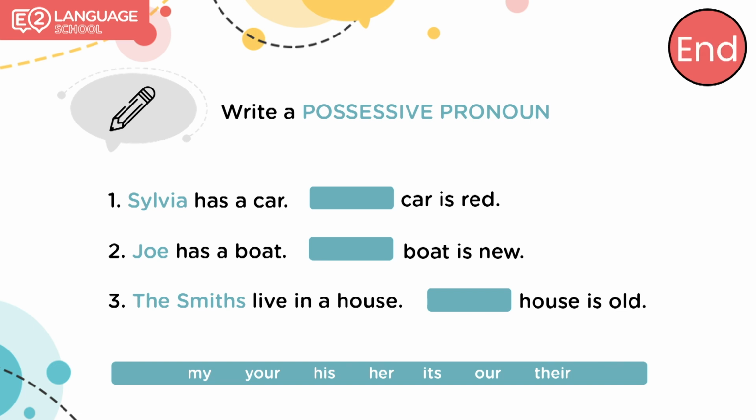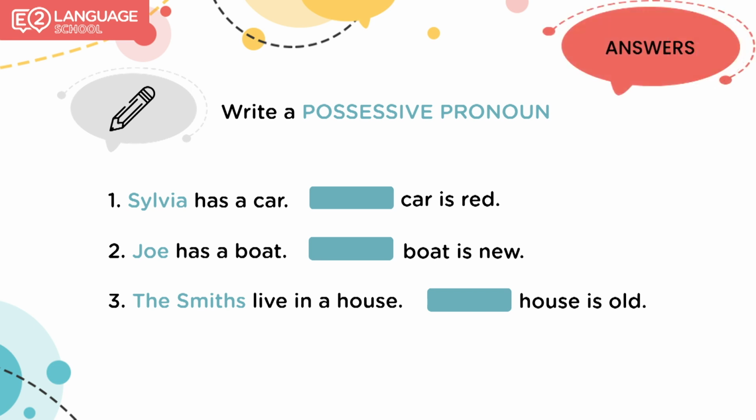Okay, everyone, time's up. How did you go? Let's take a look at the answers. So, for our first sentence, Sylvia has a car. Her car is red. So, the car belongs to Sylvia, and Sylvia is a female person, so we need to use her. Joe has a boat. His boat is new. So similarly, the boat belongs to Joe, but in this case, Joe is a male person, so we need to use his.